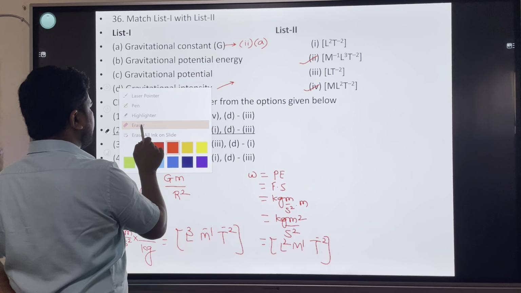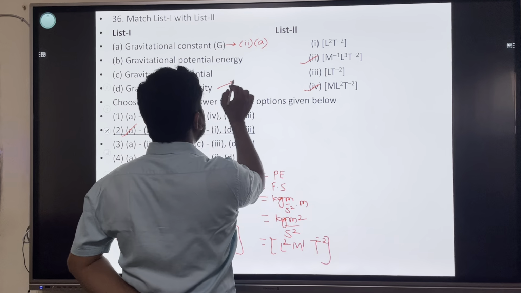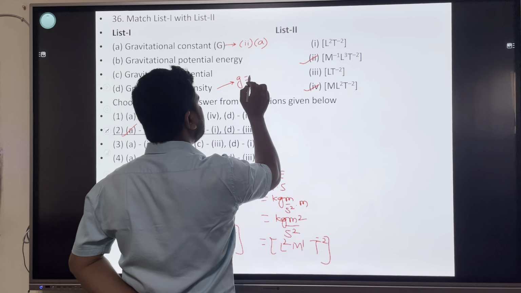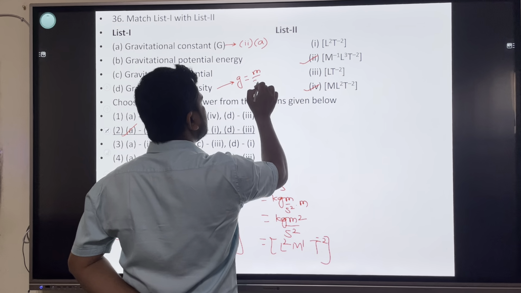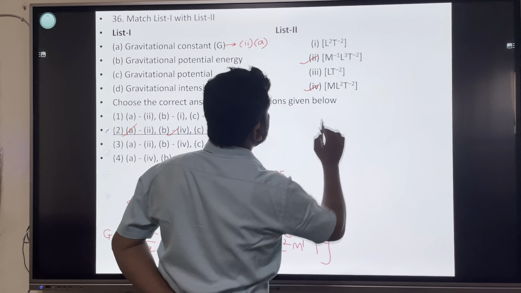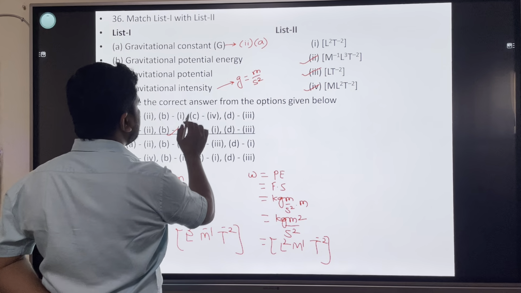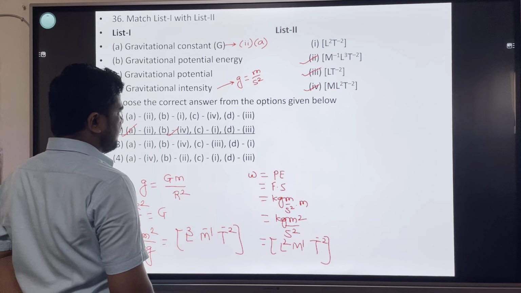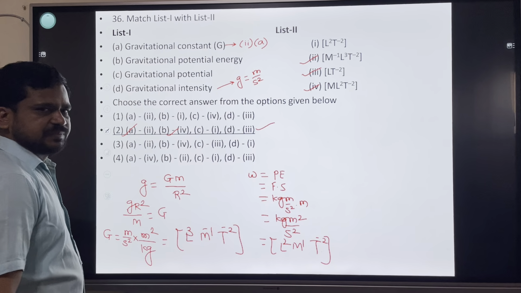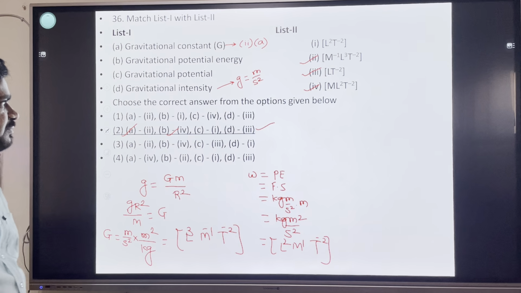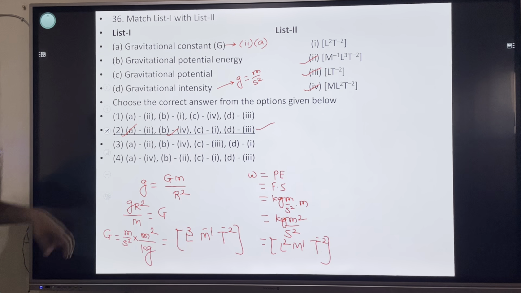Solve it with the trick. Gravitational intensity means acceleration due to gravity is equal to, unit meter per second square, 1 in mass minus 2 in length. Third one, B and 3, option is 2. Okay, any confusion? No.